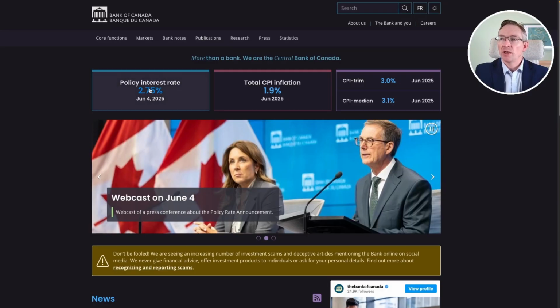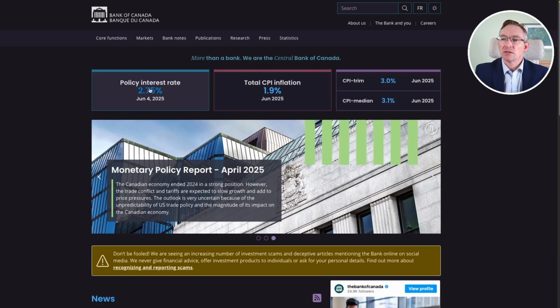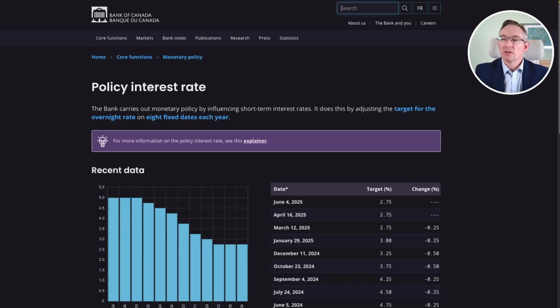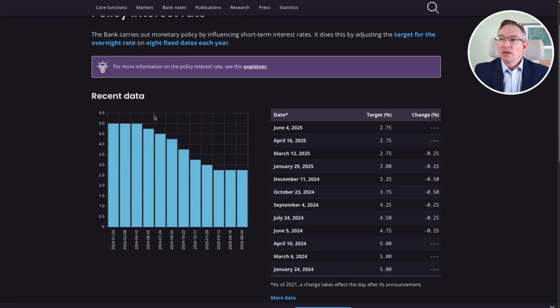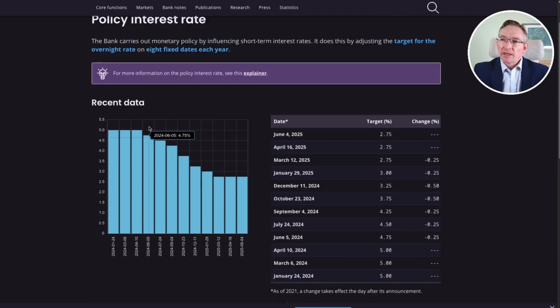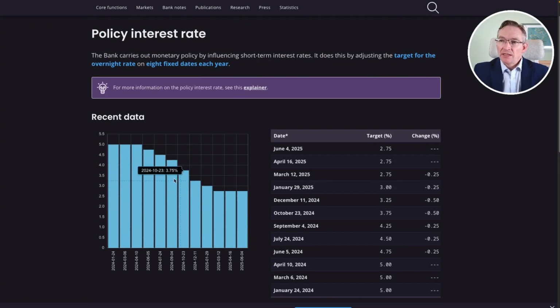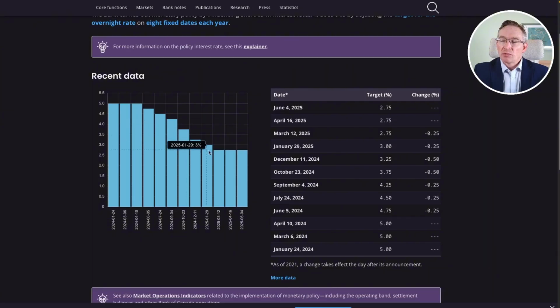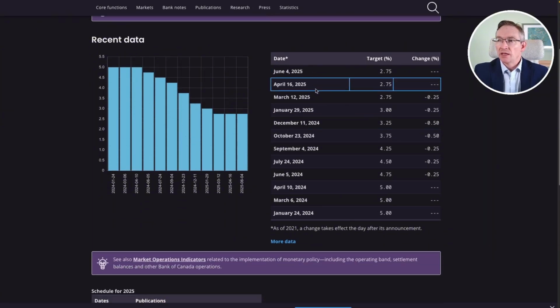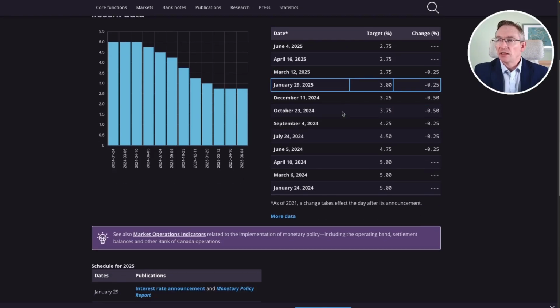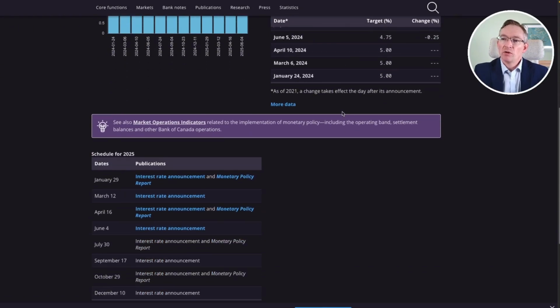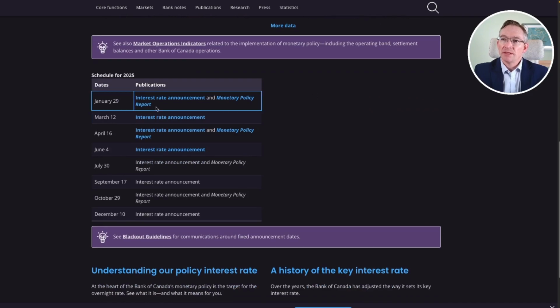Now, what you're looking for here is the policy interest rate. And you can see here the nice thing about the Bank of Canada, you've got a nice handy kind of graph which shows you how the policy decisions have been over the last few decisions, and you can see that here it's all laid out fairly neatly in a table. But what you're looking for here is these interest rate announcements, right?